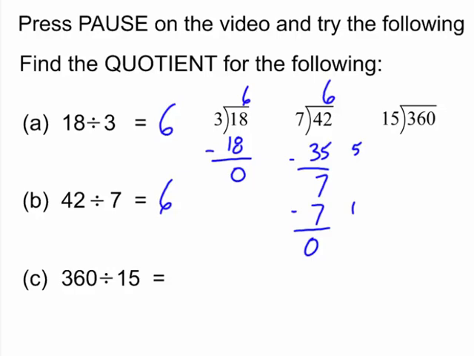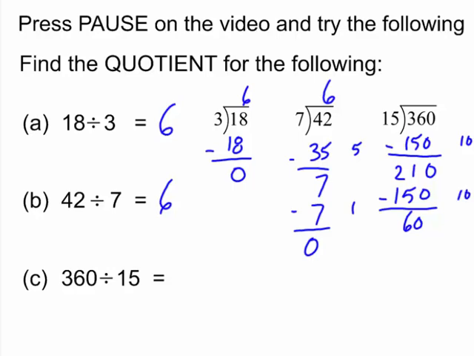And then lastly, how many 15s fit inside 360? Well, I might use my groups of 10 again. So I know 150, that's 10 groups of 15. So if I subtract that, I end up with 210. So that's another group of 150 I could subtract. I end up with 60.